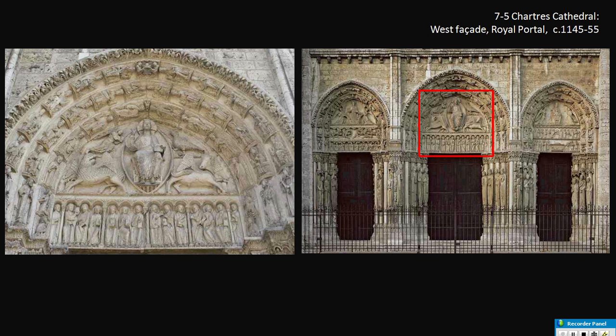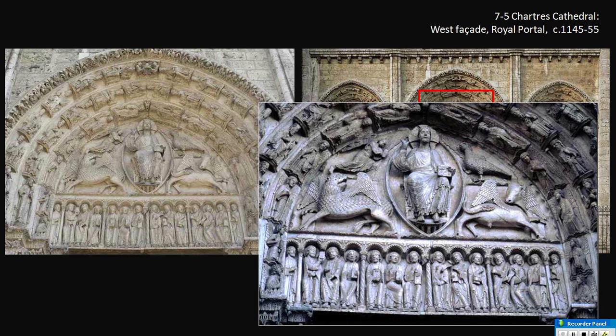There is Christ coming back from heaven again. He's inside that almond shape that signifies heaven opening up. He's looking out at us and blessing us. He looks again like a Pantocrator almost. He's got the book on his knee and his arm raised in blessing. Here's a detail of it so you can see it a little bit better.